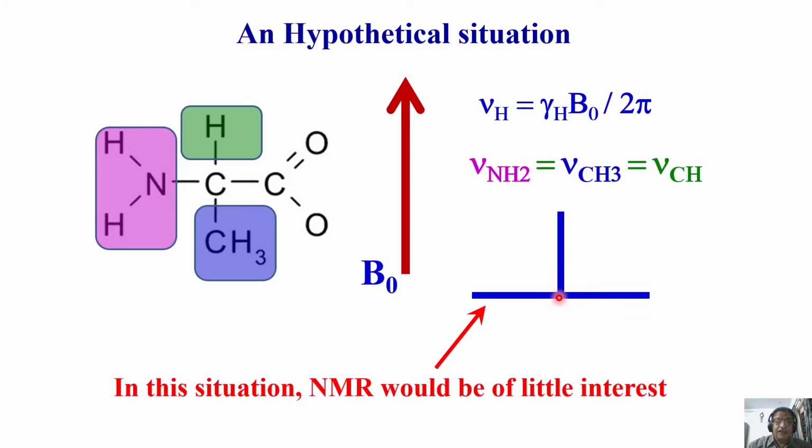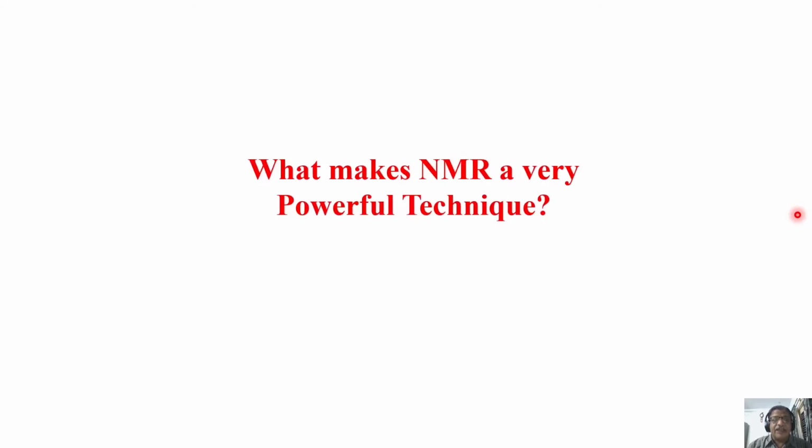If that is the case, NMR would be of very little interest for us, because the interest of the NMR is not just observing one single peak for any given molecule. Then remember I said NMR is an ubiquitous technique which is used in various branches of science. This NMR utility would not have been there and the interest would have died down long ago. So the question comes, what makes NMR a very powerful technique? Let us answer this question now.